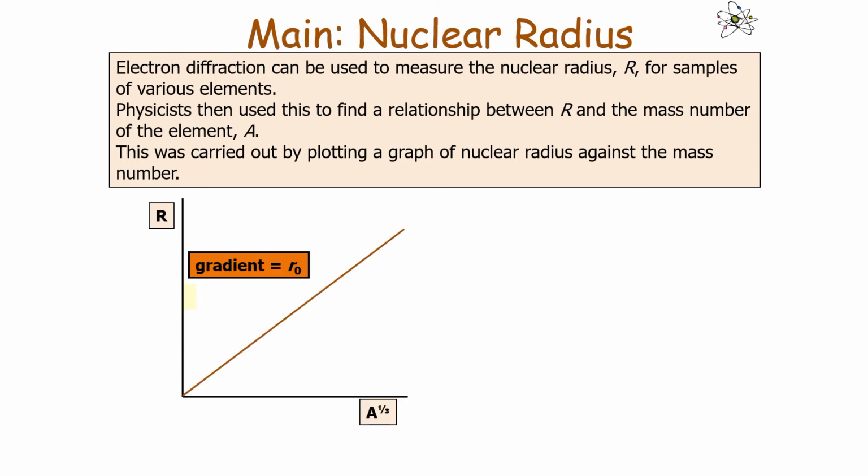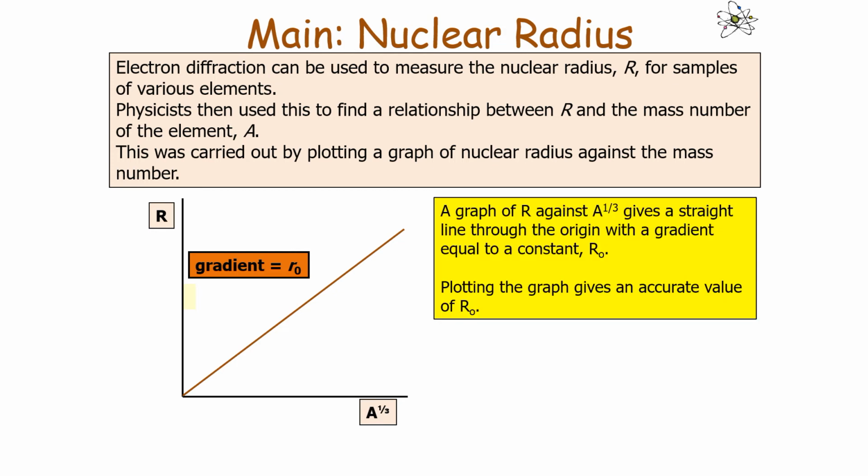And what we got is as follows. We found that if we plotted a graph of r against A to the power of a third, then this gives us a straight line through the origin with a gradient equal to a constant which we'll call r0. So plotting this graph can allow you to derive an accurate value of r0.